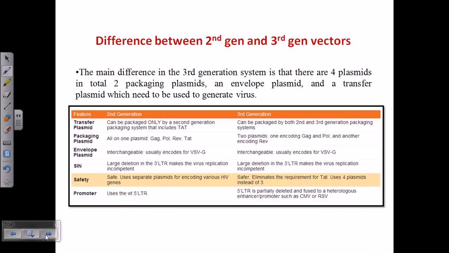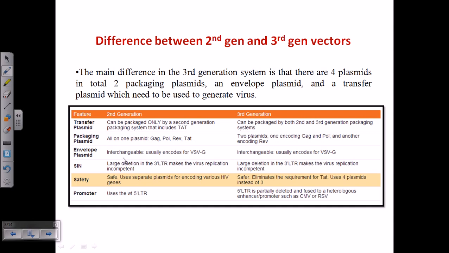Okay, now what are the differences between the second generation and third generation vectors that we've talked about? The second generation vector can be packaged only by a second generation packaging system, but a third generation vector can be packaged by both second generation and third generation packaging systems. Packaging systems simply means the different types of host cell. The packaging plasmids present in second generation are GAG, POL, REV, and TAT, but in third generation we come down to only three, which are GAG, POL, and REV.